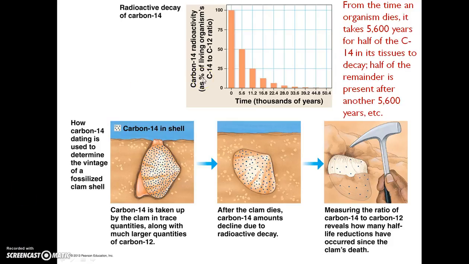This slide shows basically how radiocarbon dating works, and the example here is radioactive decay of carbon-14, which is an isotope of carbon. So from the time an organism dies, it takes 5,600 years for half of the carbon-14 in its tissues to decay. This is what's known as the half-life. So carbon-14 has a half-life of 5,600 years.